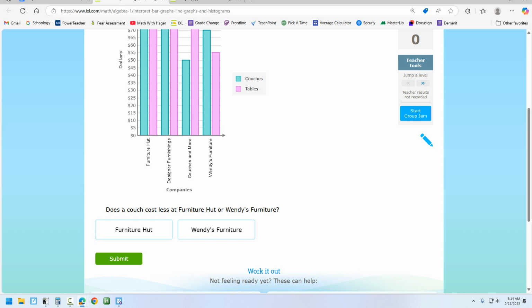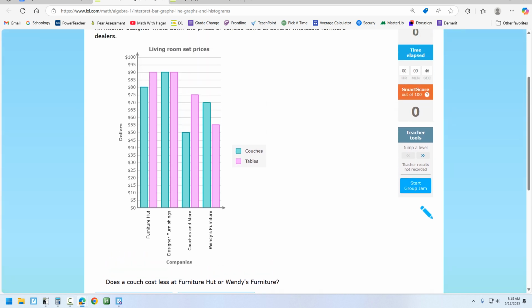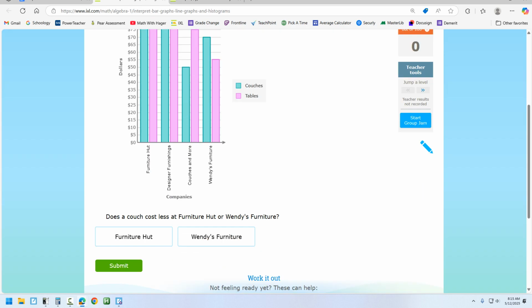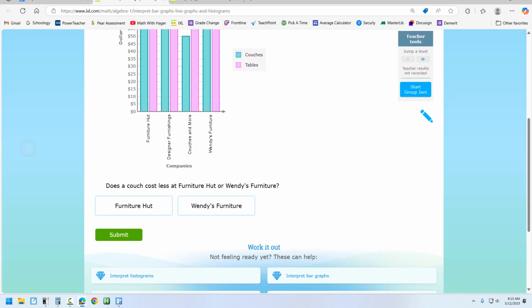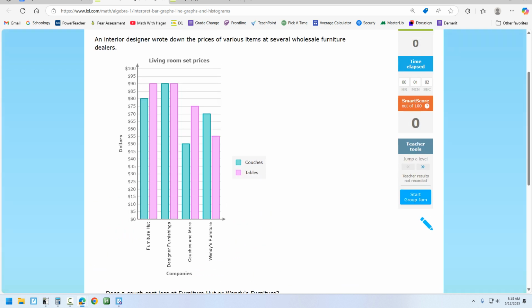So it says, does a couch cost less at Furniture Hut or at Wendy's Furniture? First thing is they're asking about a couch. What color are the couches in this bar graph? Yeah, they're the bluish, greenish, teal color one, not the light purple ones. So we're looking at that light greenish color, and we're looking at Furniture Hut and Wendy's Furniture. Here's the data for Furniture Hut, and here it is for Wendy's Furniture.